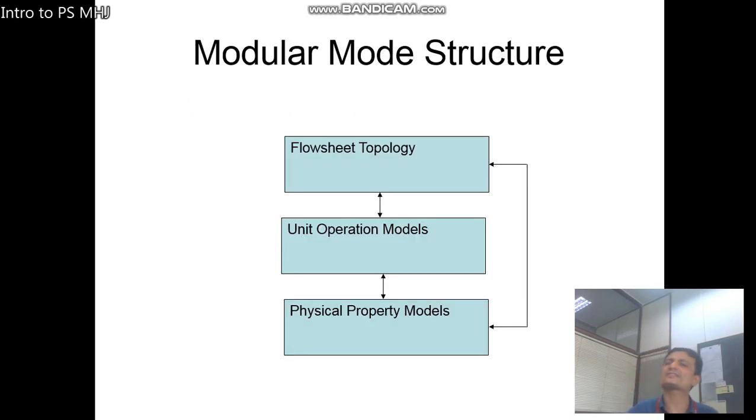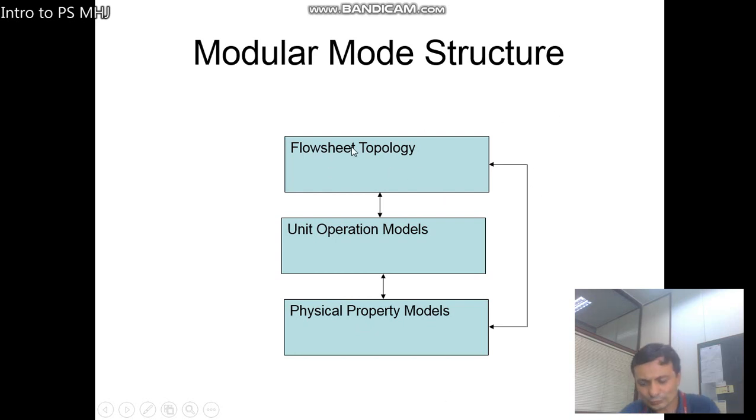This is the detailed structure of a modular mode simulator. It is a three-layered structure. You have got the flow sheet topology, the unit operation modules and the physical property modules. And as has been discussed, every layer interacts with the others. As you can see, the flow sheet topology continuously interacts with the unit operation modules. The unit operation module continuously interacts with the physical property module, and the physical property module again interacts with this.